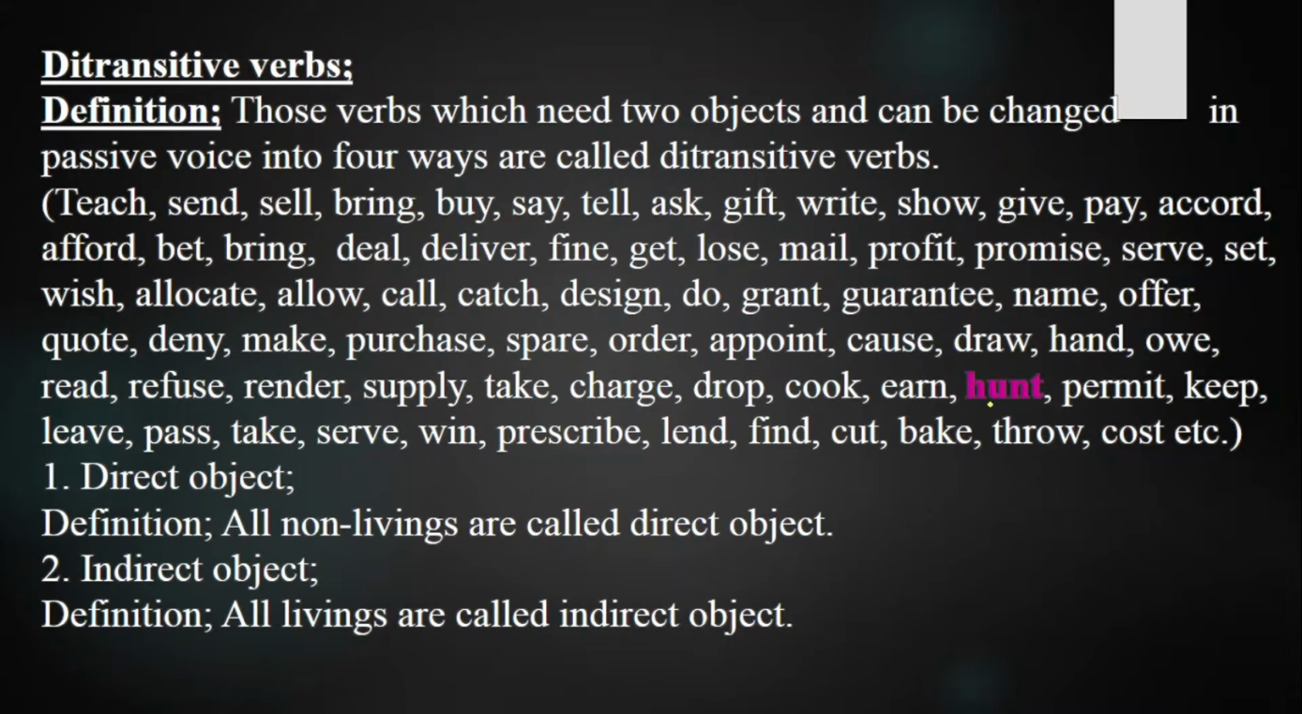Today we have got the ditransitive verb "hunt" from active voice into passive voice. Before starting this, we will just take a glance at the definition of ditransitive verbs. Di or "d" means two, transitive means which can be changed into passive voice, and verb which shows an action. So those verbs which need two objects, keep in your mind, and can be changed into passive voice in four ways, are called ditransitive verbs.